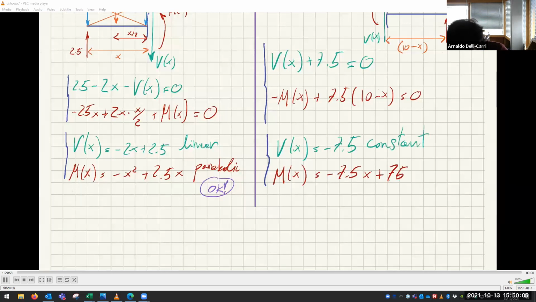And this is linear. Okay, let me check the derivative. Derivative of this is this. Derivative of 75 is 0. Very good. This means it also checks out.